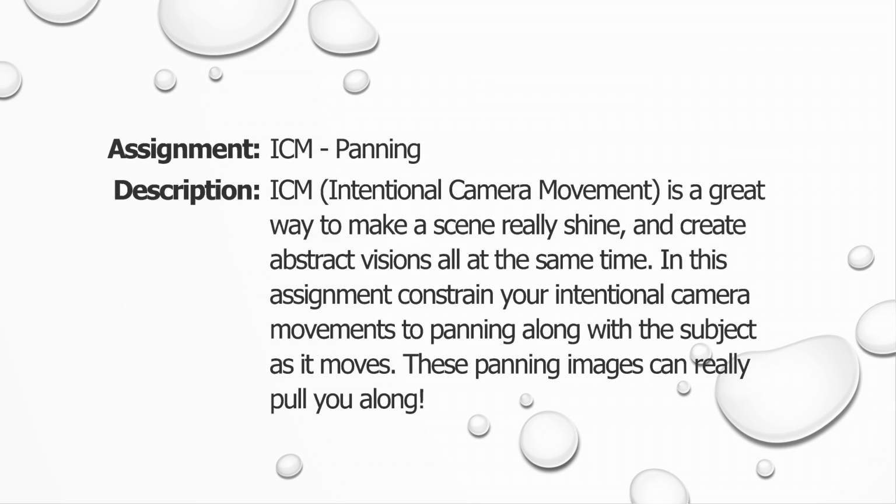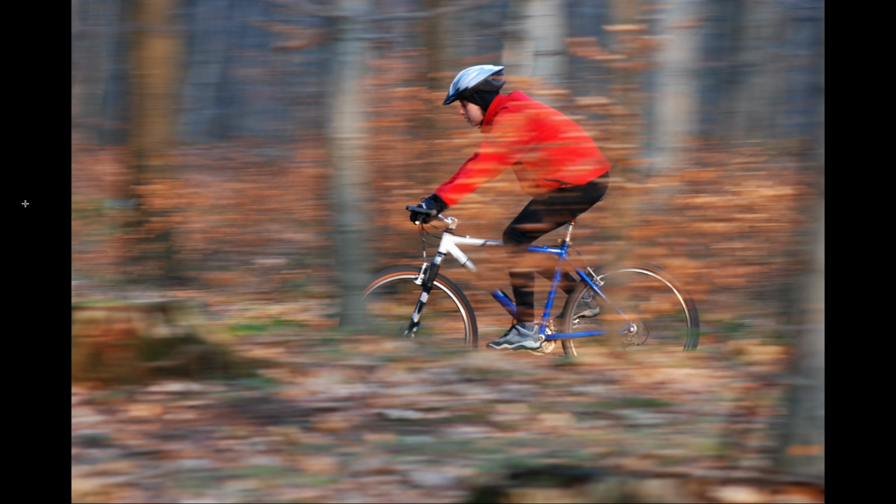All right, let's take a look at some sample images here. Believe it or not, this is a panning image. There's no subject in here that we are panning along with. We're really thinking of the sky as a subject and turning this into an abstract frame. It doesn't 100% meet the requirements of the assignment, but it gives you an idea of what that movement does in your scene.